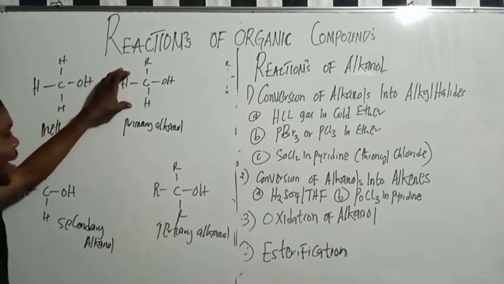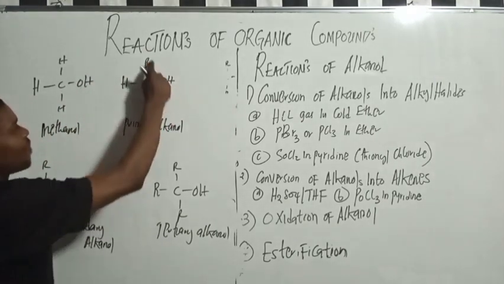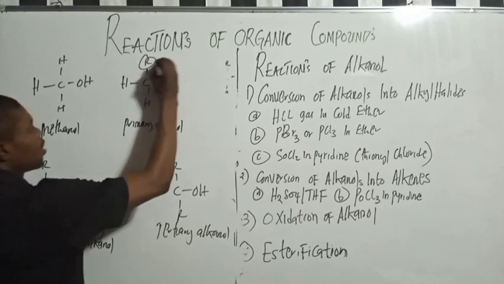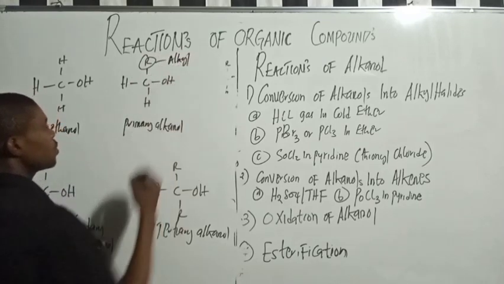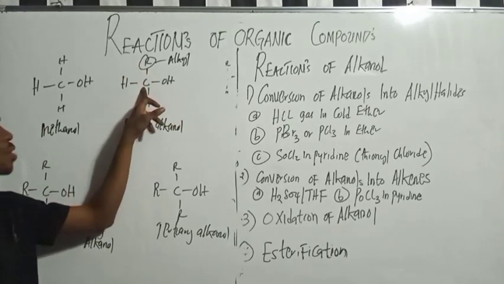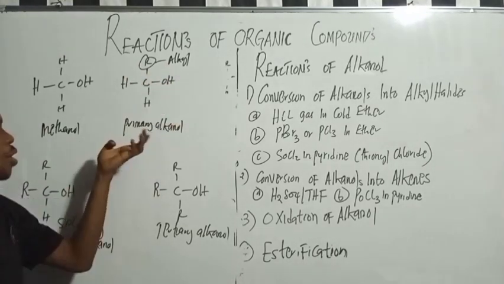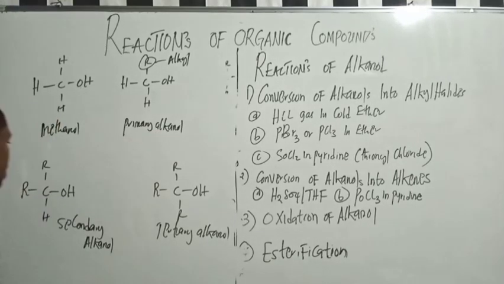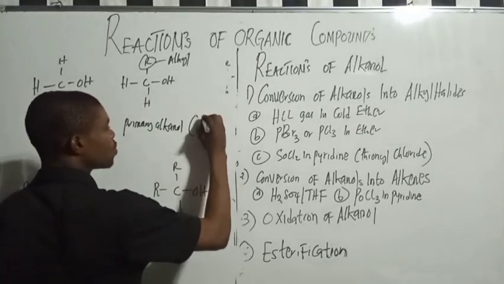Now you have primary alkanol. The carbon that carries the OH has only one alkyl group. Whenever the carbon atom that carries the OH has one alkyl group, it's called a primary alkanol. At times it can be simply written as 1 degree.